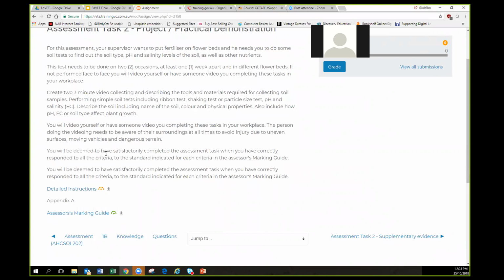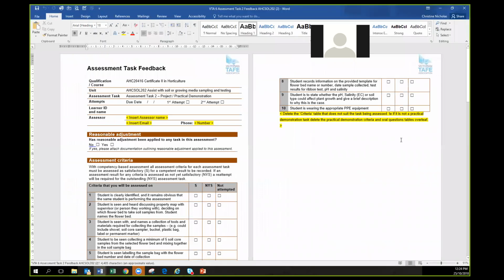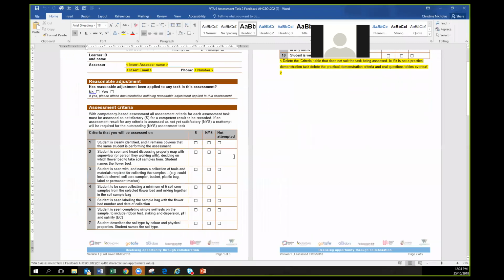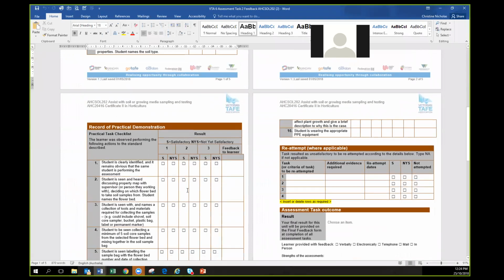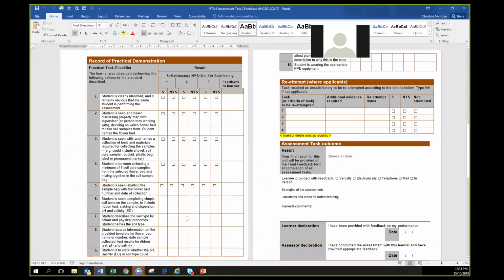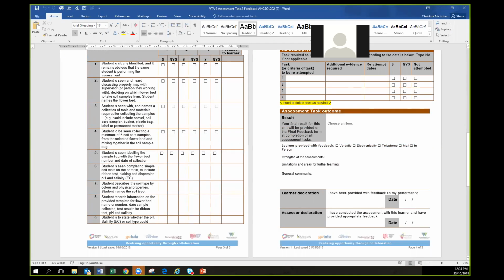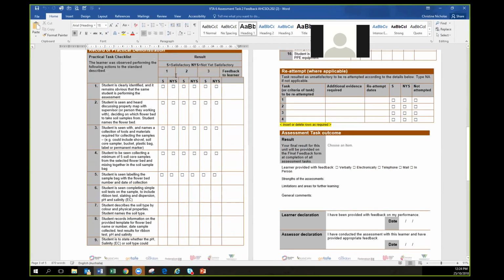You will be deemed to have safely completed the assessment task when you have correctly responded to all the criteria, and then there's a marking guide. So the marking guide would give them the information about what they have to do for the assessment. So all the criteria, so they know really clearly what they've got to do, and a record of, so yeah, so they've got to do it.